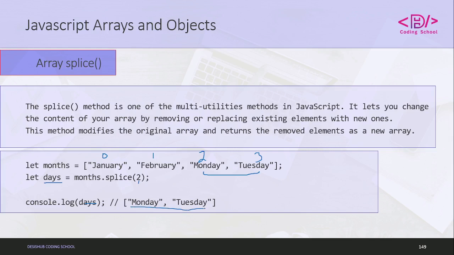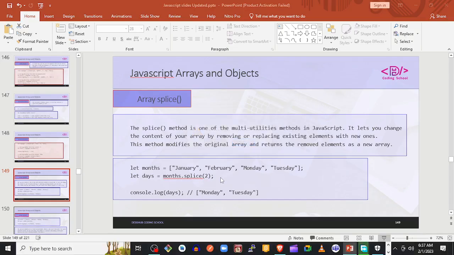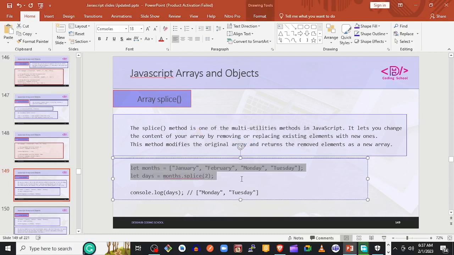Now if this one was slice, it would only give Monday, because it would not include even this last one. I think it would actually include this one, but it would not affect the original array. So what I am trying to say is, let's do this.